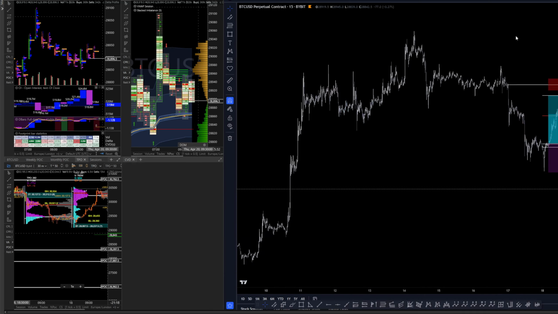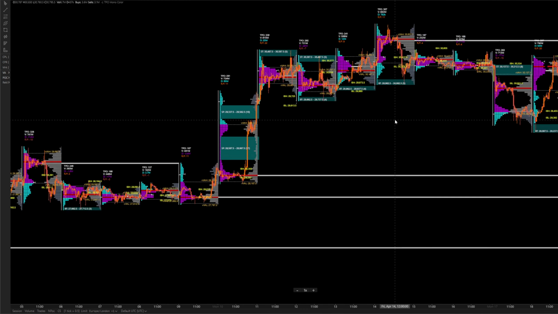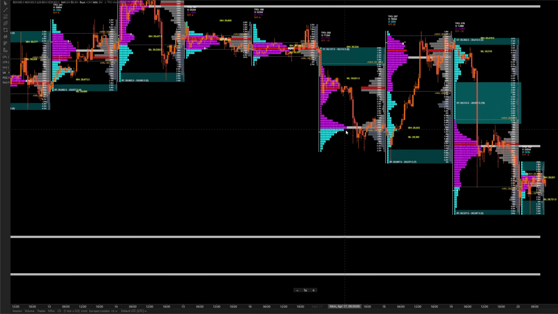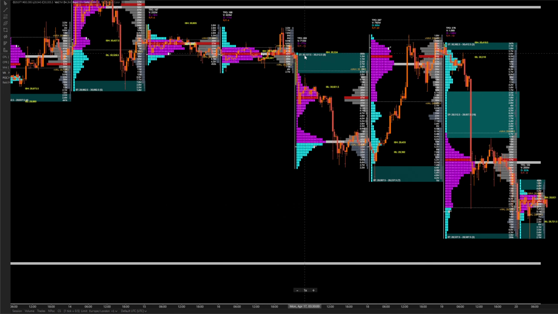Now, by the time Monday had finished, we can zoom over to the TPO charts. We can see here that this is Monday's profile. Monday's profile finished off not a perfect double distribution day, but it did look like a double distribution day. So we came down, we ranged, then we dropped down, created a bunch of single prints, and then we ranged again. Okay, so this is what we would refer to as a double distribution day when it comes to TPO, right? This is all the sort of stuff that I teach.